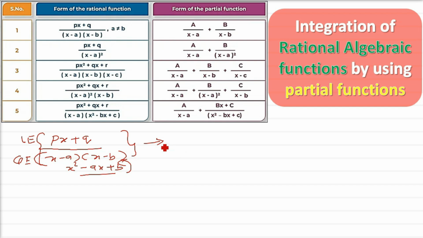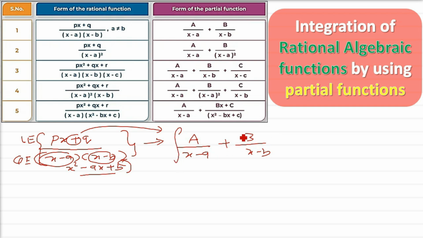So whenever we write the answer, you have to convert (px plus q) by (x minus a)(x minus b) into A divided by x minus a, then you take a constant B, where A and B are constants, and x minus b in the denominator. So two factors, two terms, one with x minus a as the denominator, one with x minus b as the denominator. Now this A and B will be evaluated, then we will integrate these two terms separately.